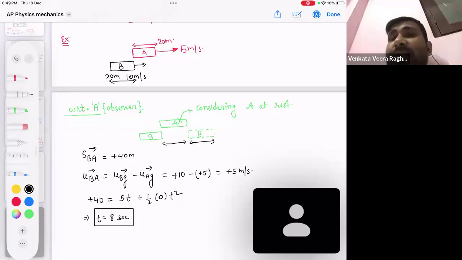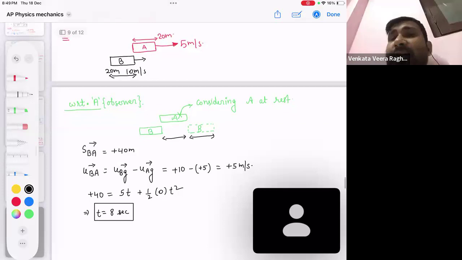Next, I am asking another thing. Tell me, what is the displacement of B with respect to ground? What is the displacement of B with respect to ground? It's going to be the initial velocity of B with respect to ground times time, which is 80 meters. So be careful in the question. They may ask what is the time taken. So it is very simple. Find it.